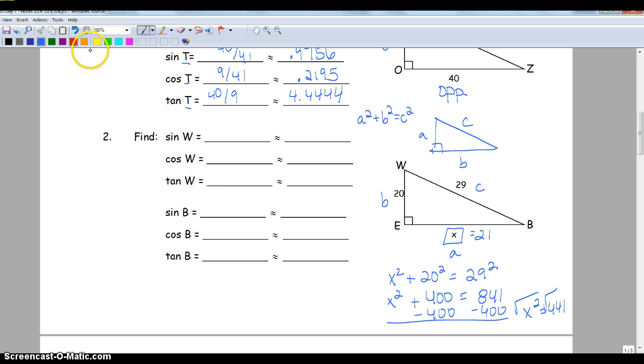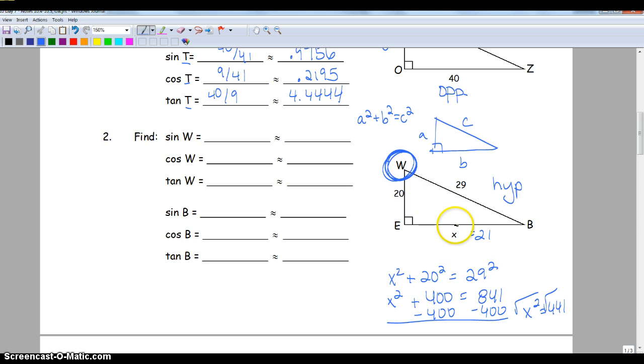Once you have that, now you can find the sine, cos, tangent of all the stuff that you need. So the sine of w, cosine of w, we're dealing with w first. Alright, this side is obviously the hypotenuse. And then the other two sides are going to be my opposite and my adjacent.